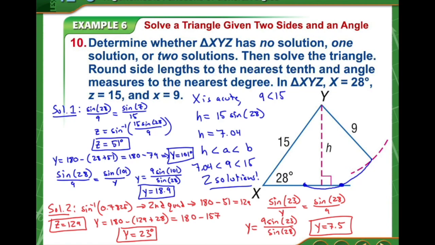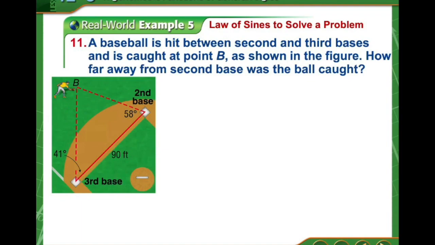So let's keep it moving. Next up, you got a real world example here. So a baseball is hit between second and third bases and is caught at point B as shown in the figure. How far away from second base was the ball caught? So that means we're looking for, if that's side B, doesn't really matter which side is A or C. Let me use a different color so it's a little bit easier to see. So we're looking for side A. That's what we're really looking for.